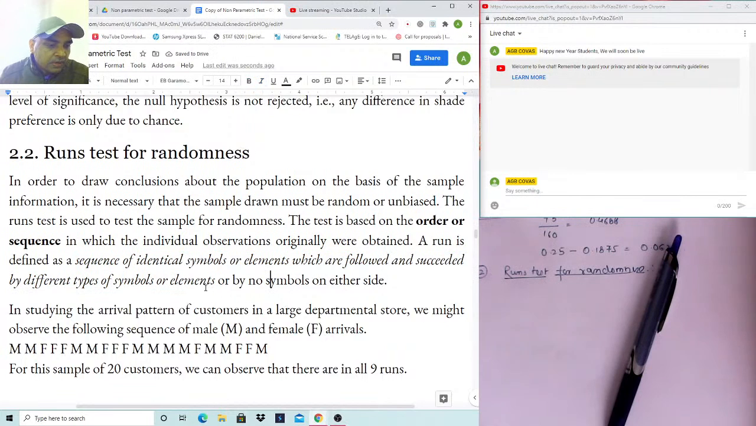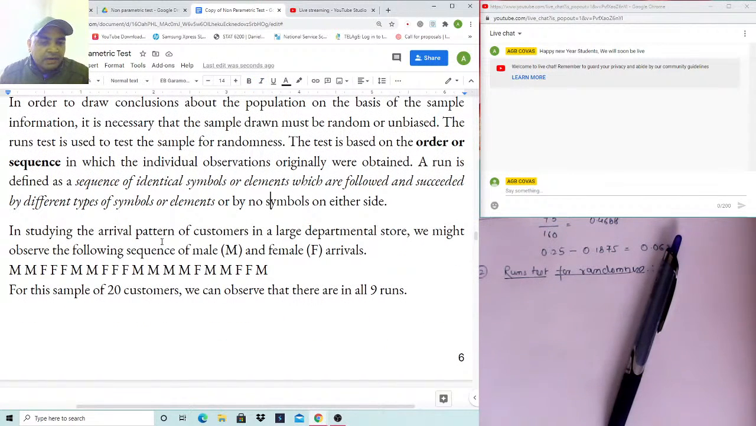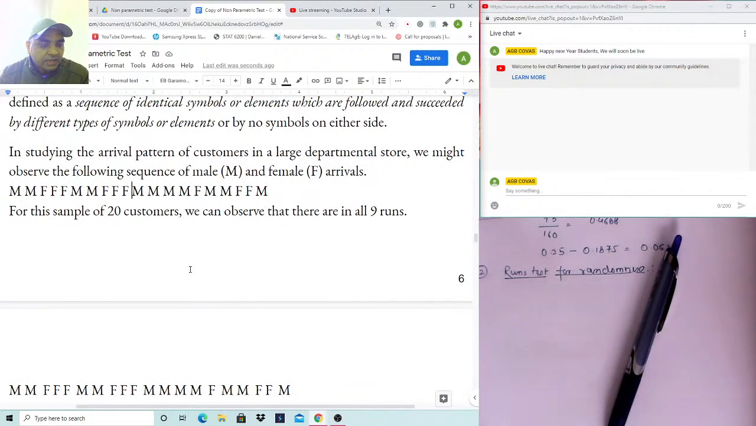So say for example, in studying the arrival pattern of customers in a large departmental store, we might observe the following sequence of male and female arrivals. That is, first a male comes, then female, female, female, then a male comes, then three females come, then a male came. So for this sample of 20 customers, we can observe that there are 9 runs.